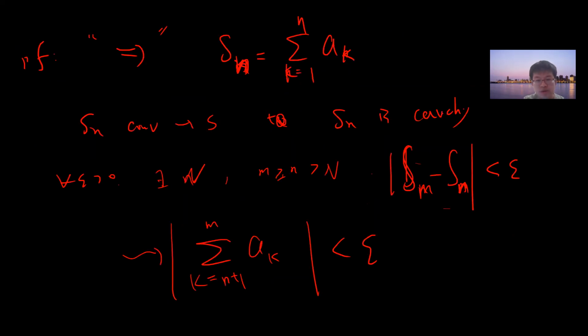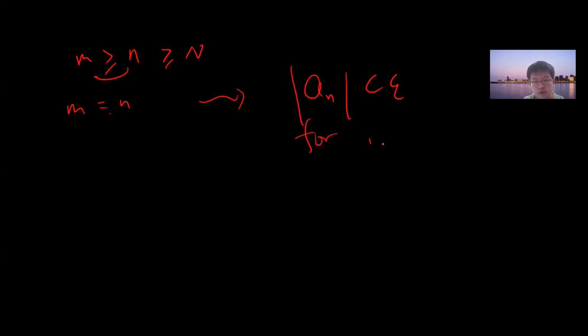Okay, so in particular, our theorem says what? M greater than n. Your sum from n to m should be less than epsilon. So you can pick m equals n, which just tells you that a_n is less than epsilon for n large enough.